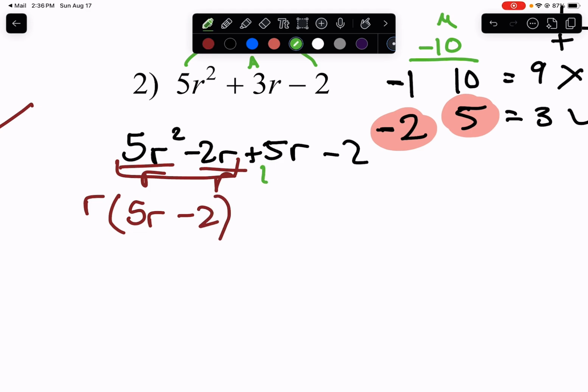Now here, in the second grouping, these guys literally have no common factor. Okay, I have 5r and a negative 2. There's nothing I can divide 5 and 2 by other than 1. Now, when you're doing this factoring by grouping, you have to pull something out of the first group. You have to pull something out of the second group. So even though there really is no greatest common factor between these numbers, I'm still going to pull a 1 out. Okay, you have to pull something out when you're using this method.